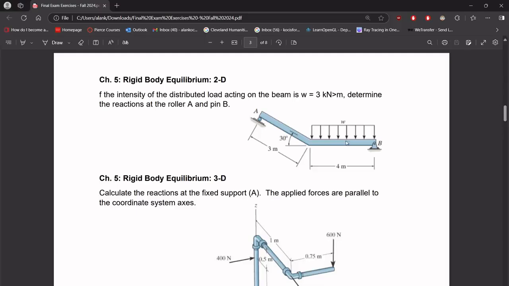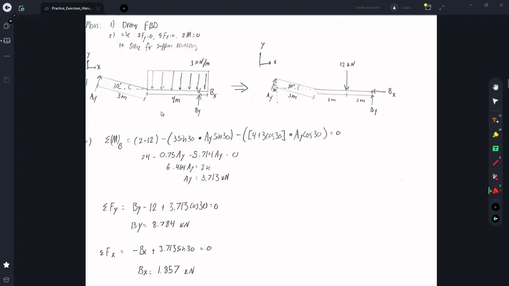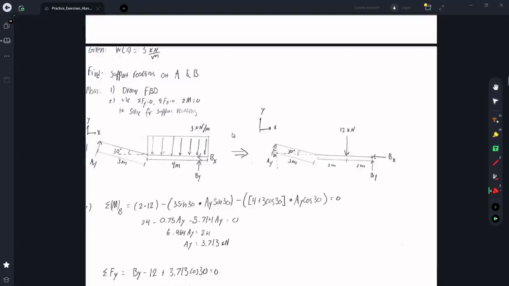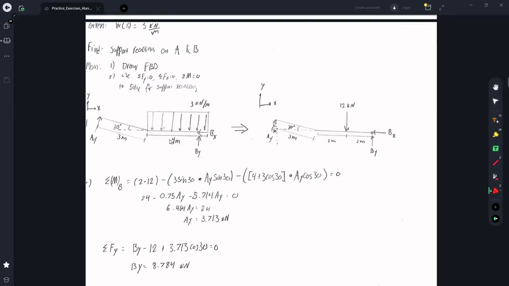All right, for this problem, we're given this beam that has a bent rotation in it. We're told that this distributed load is 3 kilonewtons per meter, and we want to find the reactions at A and B, the supports. So to solve this problem, first we're going to draw a free body diagram like always, and then we're going to use the equations of equilibrium to solve for those support reactions. So pretty simple. Here's my free body diagram.